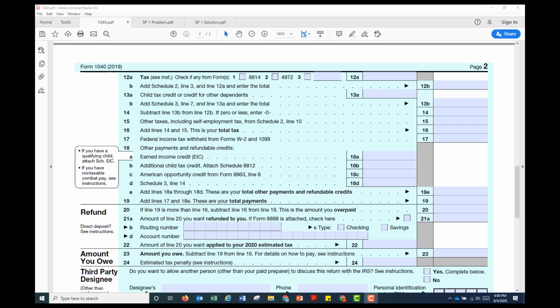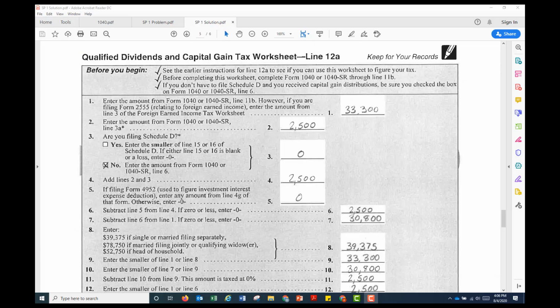This video continues with sample problem 1. We'll go over the qualified dividends and capital gains tax worksheet to help us fill in line 12A of Form 1040 on page 2. And we'll go over Schedule B as well, interest and ordinary dividends. This worksheet needs to be completed so that we could obtain the number for line 12A.